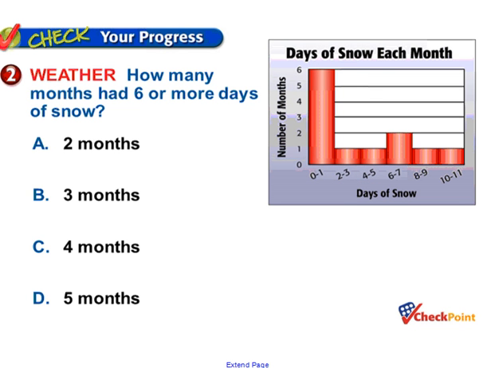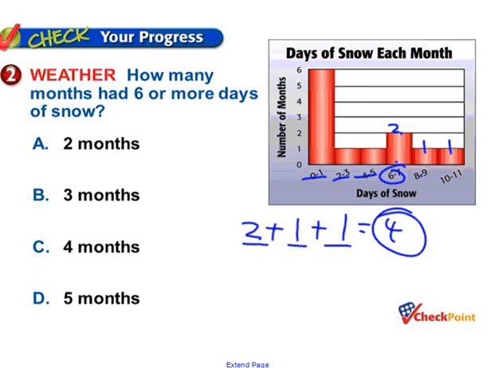How many months had 6 or more days of snow? As I look at this graph, 6 or more days of snow. Well, 0 to 1, no. 2 to 3, no. 4 to 5, no. 6 to 7. So this shows me that 2 months had 6 or 7 days. 1 month had 8 or 9 days, and 1 month had 10 or 11 days. So 2 months that had 6 or 7, plus the 1 that had 8 or 9, plus the 1 that had 10 or 11. So 2 plus 1 plus 1 is 4. So 4 months had 6 or more days of snow. The answer is C.